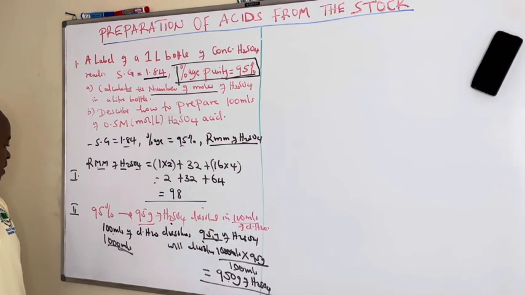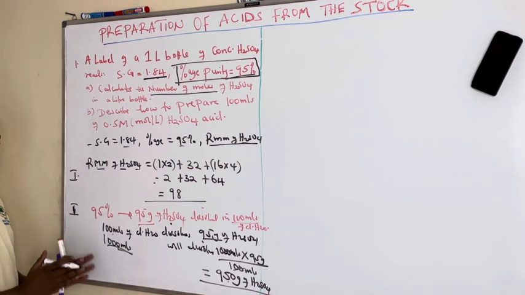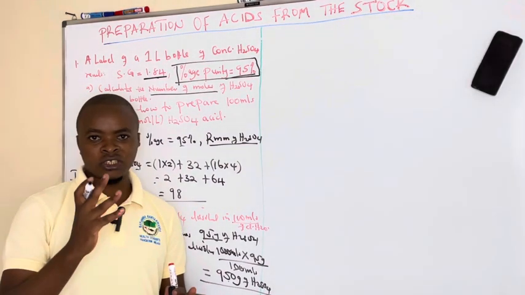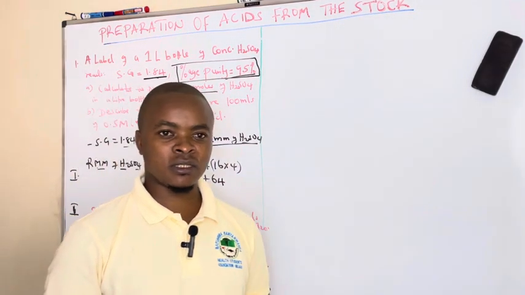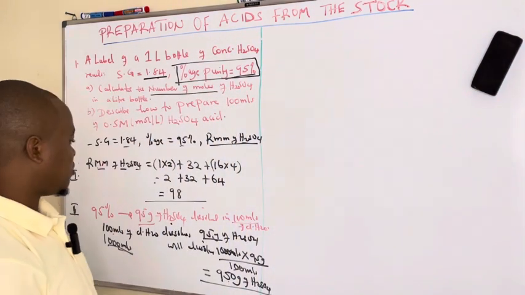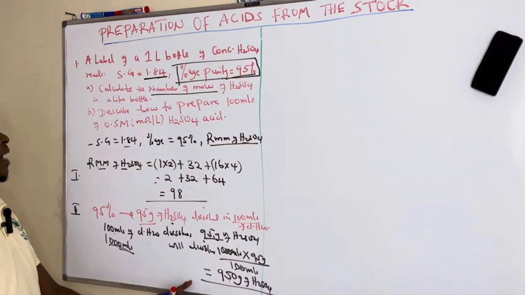So after getting this, which is step number 2, calculating the grams which can be dissolved in 1,000 mls, the next step is now to calculate the number of moles, or what we call the molarity of the acid.